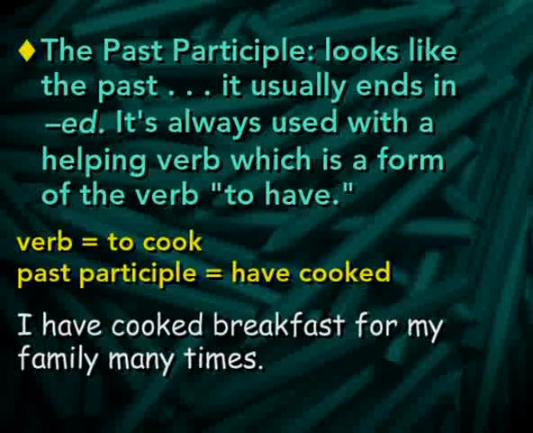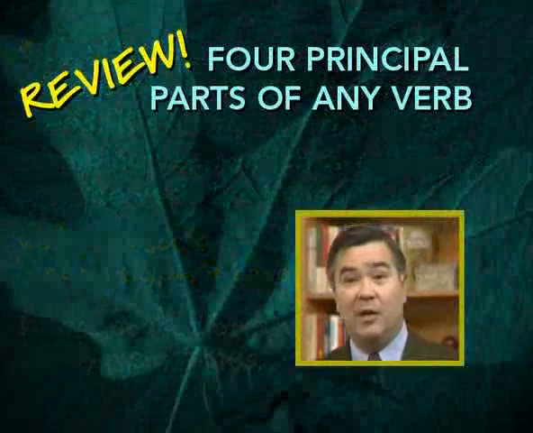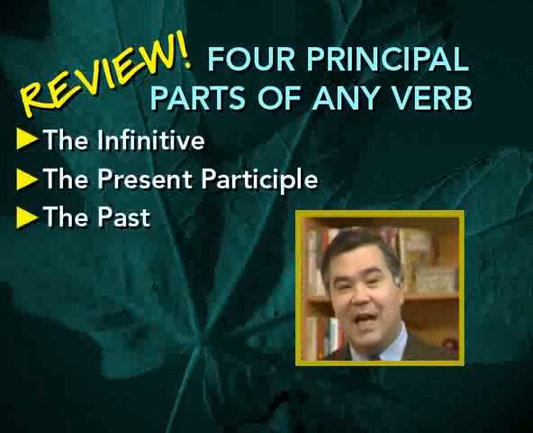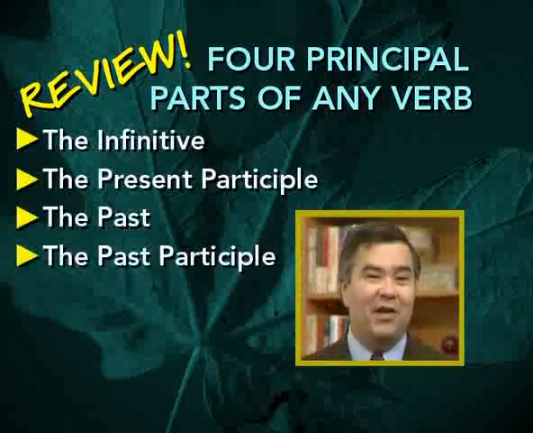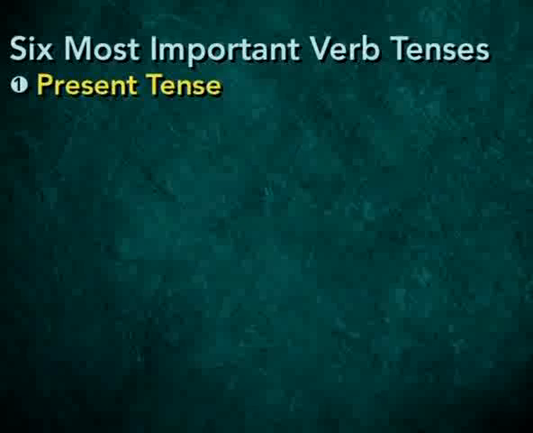That's an example of how the past participle would be used, with a helping verb, which is a form of the verb to have. These, then, are the four principal parts of any verb: the infinitive, the present participle, the past, and the past participle. And these four principal parts are combined in various ways to create verb tenses. Now, there are many verb tenses in English, but the six most important are the ones we're going to present to you now. Let's begin with the present tense.